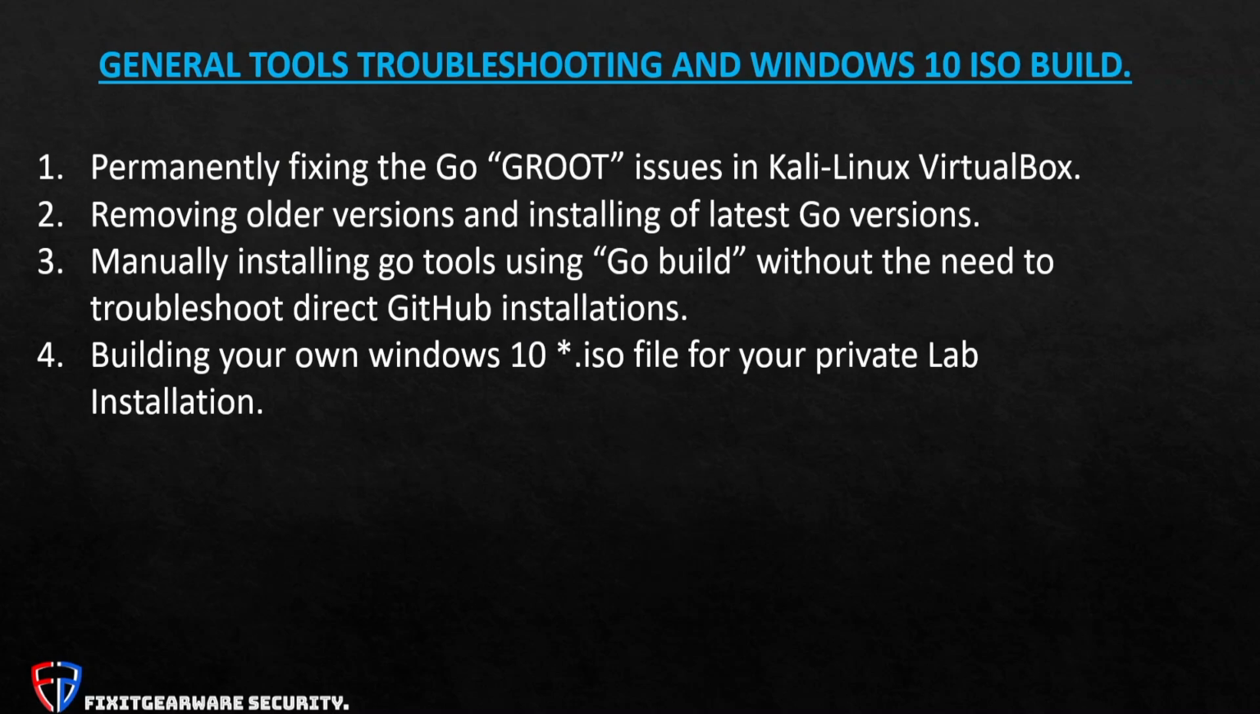After that, we'll be moving on to showing you how to manually install Go tools using Go build, without the need of troubleshooting the direct GitHub installations. So, when you want to install a Go tool, you need to use the Go command and clone directly from the GitHub repository, right? Sometimes, because you're running a virtual machine or you're running Kali on a VirtualBox appliance, you wouldn't be able to do this. And of course, when you also try to do it, you might experience errors. So we'll also be showing you how to do that.